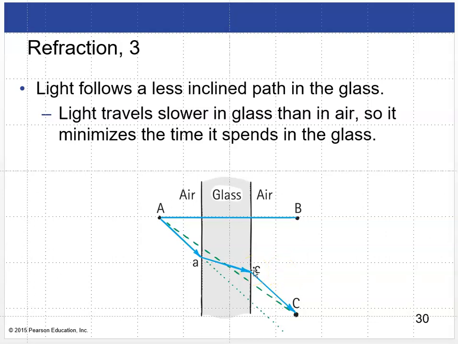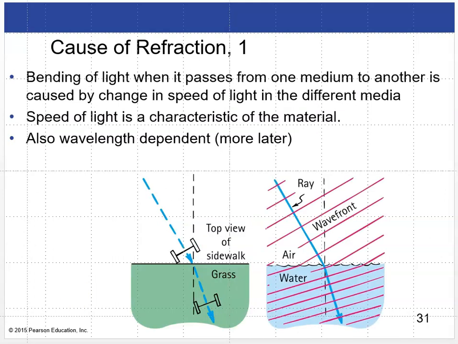I can take a longer path. So I'll bend away from the normal. It's sort of like me when I come into work. If I know the freeway's moving fast, even though it's a longer distance, I'm going to use the freeway because I know it's moving fast. I'll get there faster.